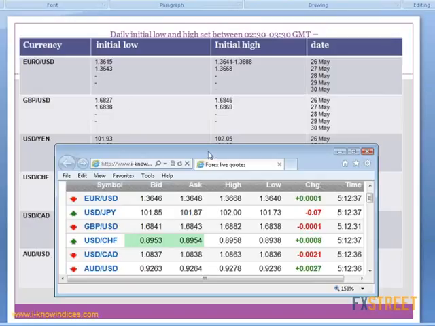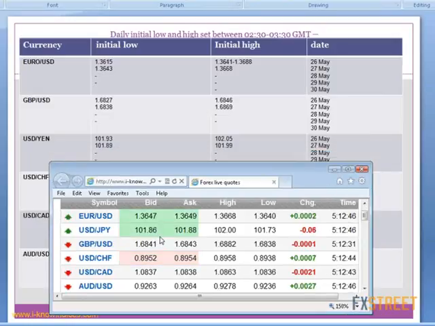Then in the case of yen, 101.89 was the initial low. They just breached it and went below and formed the new low, 101.73. And still holding below 101.89. So they are likely to make a further drop in the case of USD yen.